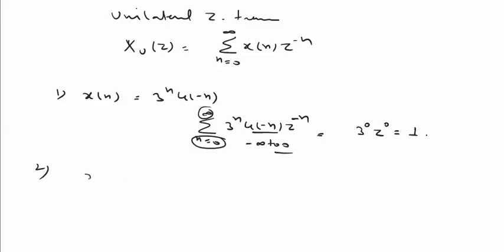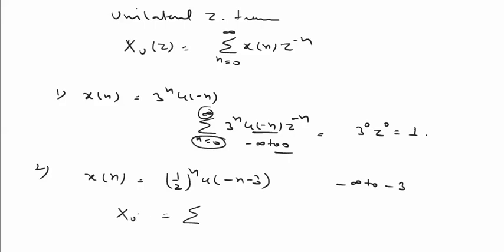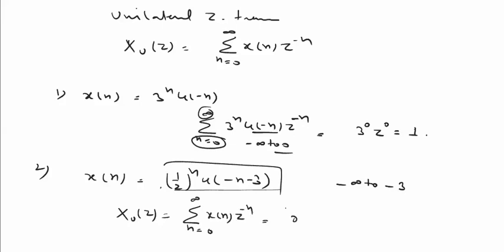Moving on to the second question, n u[-n-3], where the range of this is minus infinity to minus 3. The unilateral Z transform does not exist for the negative range, which means it is out of range, so directly we can say the answer will be 0.